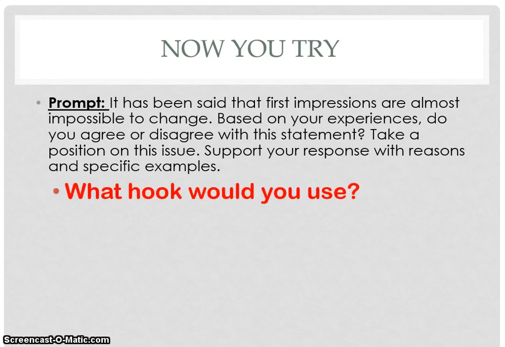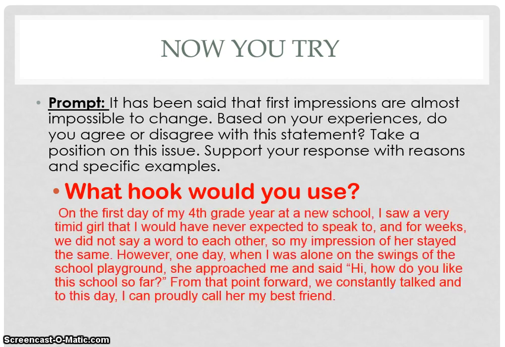If I were answering this prompt, I would agree with the statement and begin with a short story, also known as an anecdote. I would say, "On the first day of my 4th grade year at a new school, I saw a very timid girl that I would have never expected to speak to, and for weeks we did not say a word to each other, so my impression of her stayed the same.